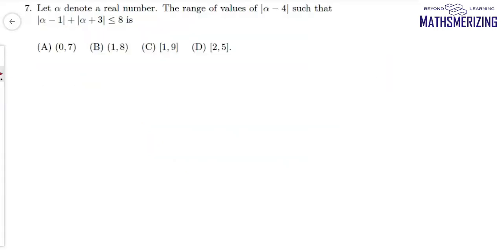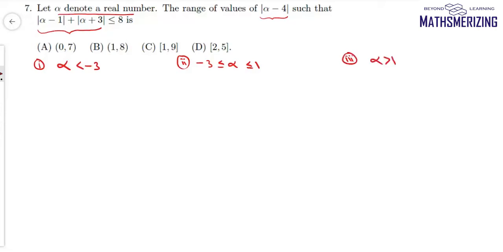Now question number 7, it says, let alpha be a real number. We need to find the range of values of mod (alpha minus 4) such that mod (alpha minus 1) plus mod (alpha plus 3) is less than or equal to 8. So we'll take 3 separate cases. Case 1, when alpha is less than minus 3. Case 2, when alpha lies between minus 3 and 1. And third case, when the value of alpha is greater than 1.